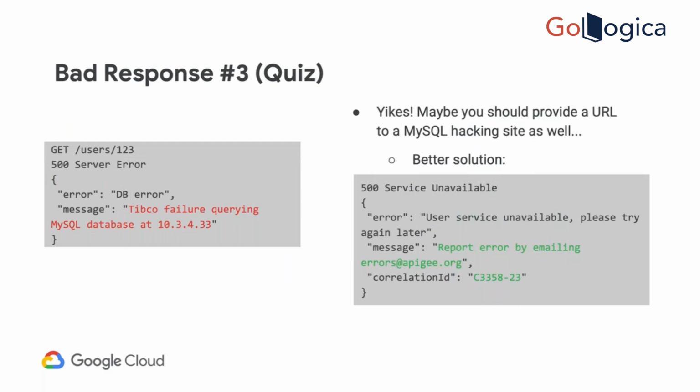So for 500s we should not provide any kind of platform information. A generic one will be fine. Because something is wrong on the server, so we should know what is wrong. They don't need to know what is wrong. Okay, like this.